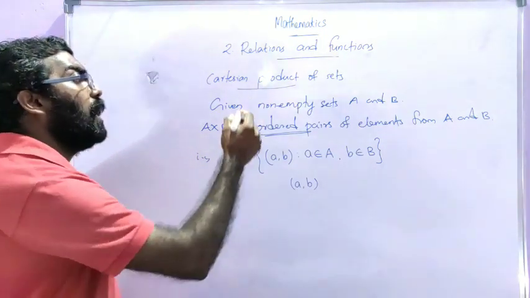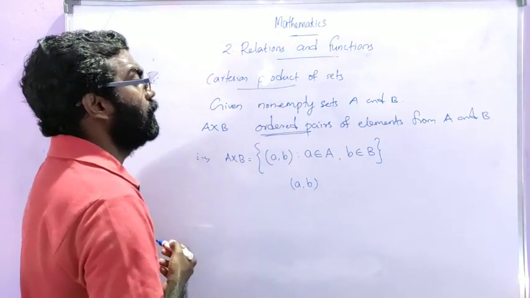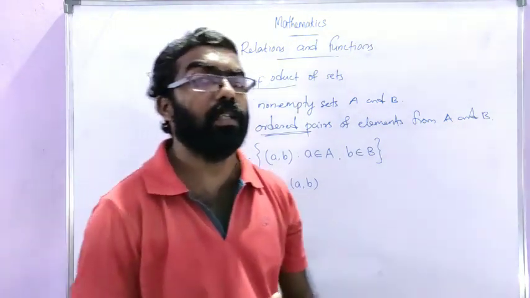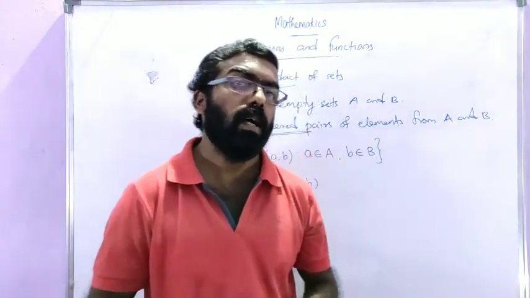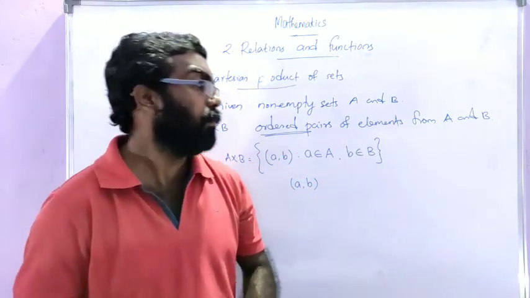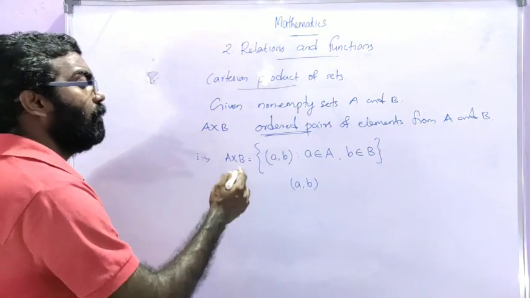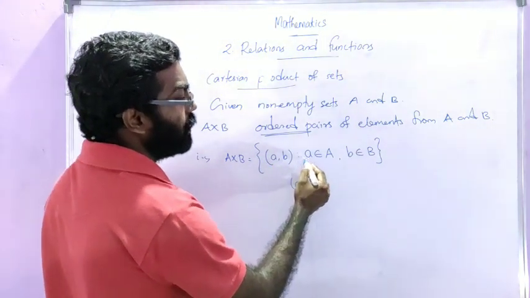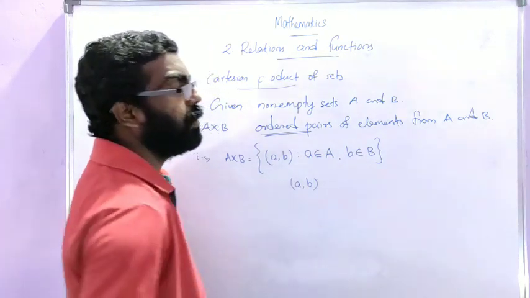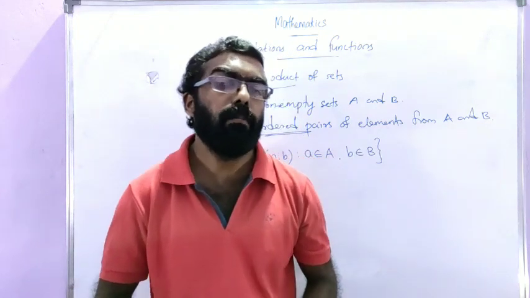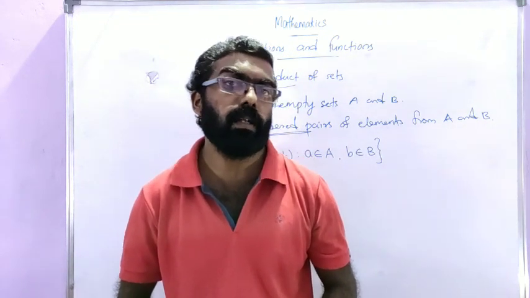I repeat, Cartesian product of sets. Given non-empty sets A and B, then the Cartesian product A cross B is the set of all ordered pairs of elements from A and B. In symbolic form, we can write A cross B is equal to the set of all ordered pairs (a, b) such that a belongs to A and b belongs to B. Now we are going to discuss some important facts about Cartesian product.